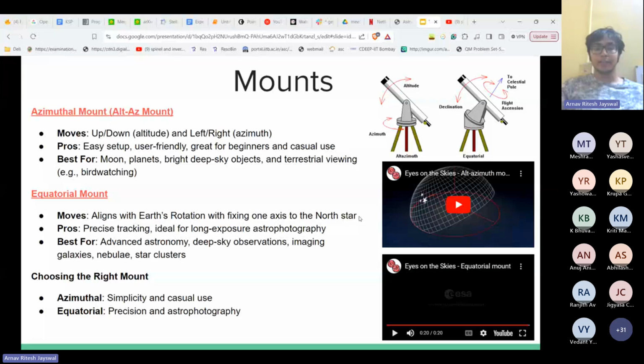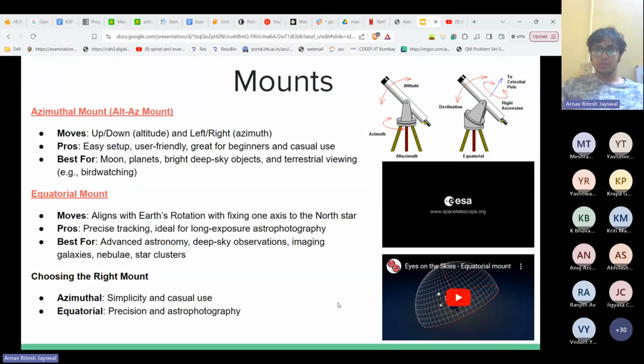But what about choosing the right mount? Again, if you are just looking for casual use, you can have an azimuthal mount, and for astrophotography or precision, you use an equatorial mount. We at the Kritika inventory have both of the mounts, and when the sky gets cleared and we have our regular Friday night sessions to observe, you'll get to see both of these telescopes in action, and you'll get a very nice idea of how they work and how they move and how they help you observe stars once the stargazing session starts. I mean, it's raining unfortunately now, but hopefully soon.